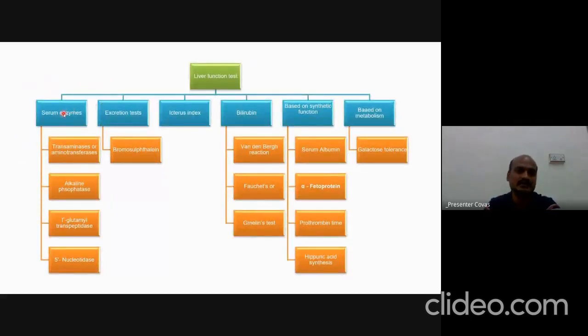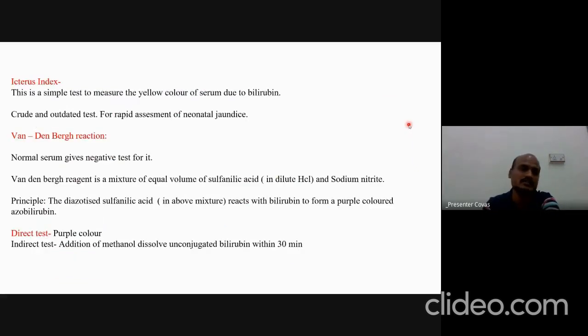We classify it into serum enzymes: ALT, AST, alkaline phosphatase, GGT, 5'-NT. Excretion: bromosulfophthalein, icteric index, bilirubin, van den Bergh test, Fouchet test, Gmelin test. Based on synthetic function, we have serum albumin, alpha fetoprotein, prothrombin time, uric acid, and galactose tolerance. So icterus index is basically how much yellowishness is present. This is basically an outdated test. It is not much used.